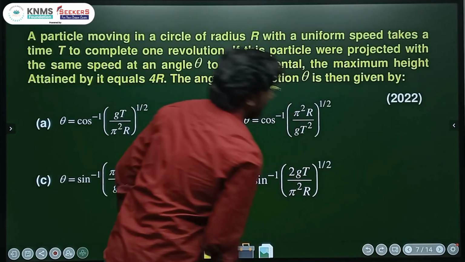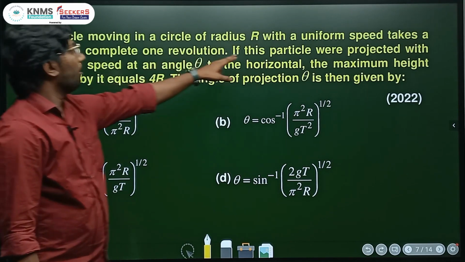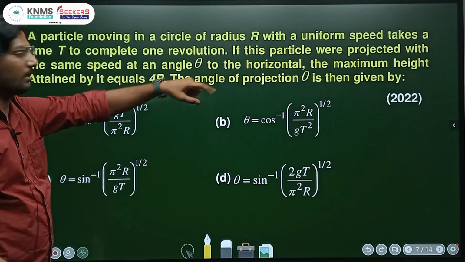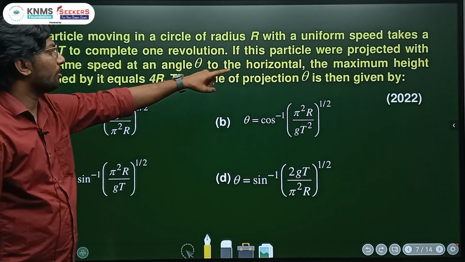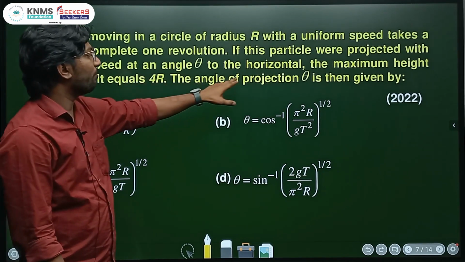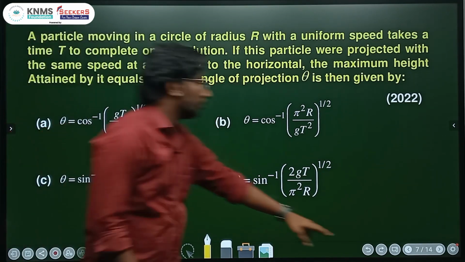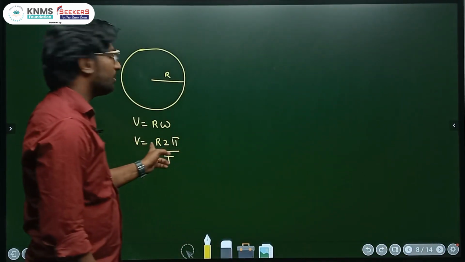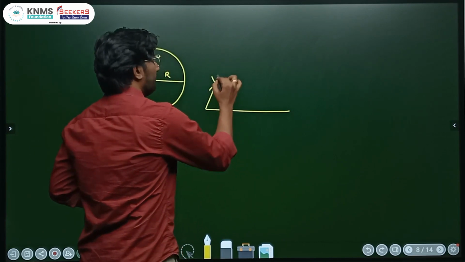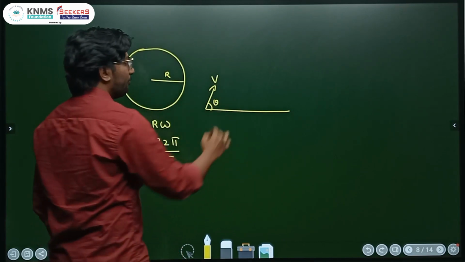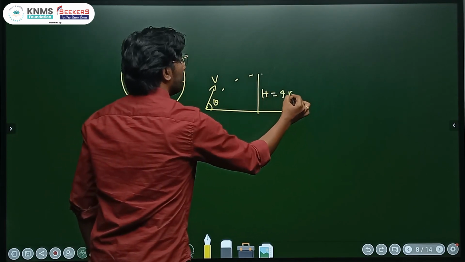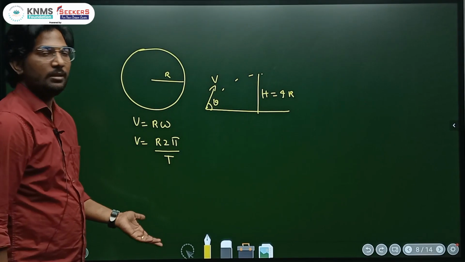Let's go back to the question once. They are saying, if this particle was projected with the same speed, which is the speed we have calculated now, at an angle theta to the horizontal, the maximum height attained by it equals 4r. So if this is the initial projection velocity in the projectile motion, the object is now fired with this velocity at an angle theta. Therefore, it will attain some maximum height, and they are saying this maximum height is 4r. How much shall be the angle?